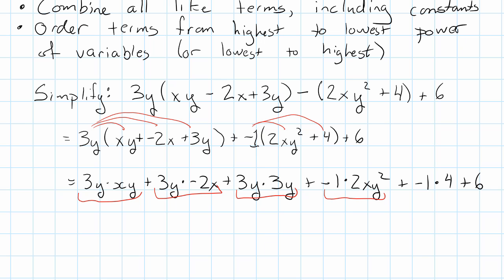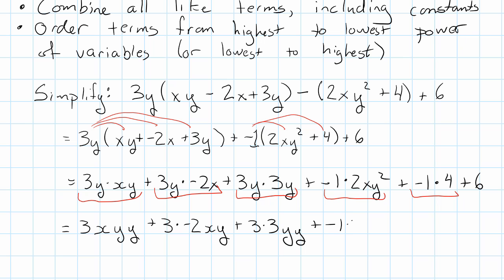Okay, now the next thing I'm going to do is, inside each term, arrange things so that all of the number parts are together, all of the variable parts are together, and the variables are in some nice sort of order. I think alphabetical order sounds good. X and then Y. We'll have 3xyy plus 3 times -2xy plus 3 times 3yy plus -1 times 2xy squared plus -1 times 4 plus 6.